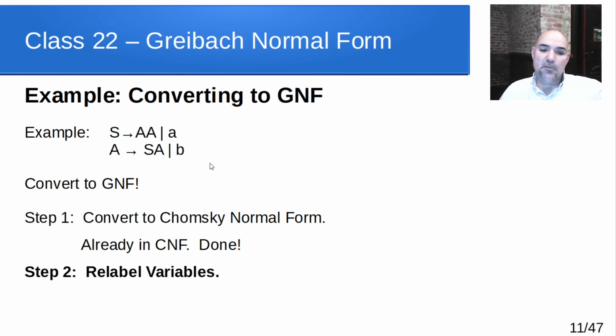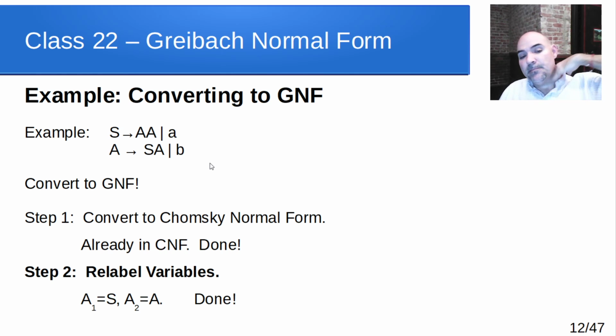Now step 2 is where we relabel the variables. In this case, we've got 2 variables. We have S and we have A, so we need to relabel those. So S is going to become A1 and A is going to become A2. So now we have that order. Remember, we start with S. S is A1. Other variables we just list out A2, A3, A4. In this case, we only have A1 and A2 to worry about. And so now we're done with that.